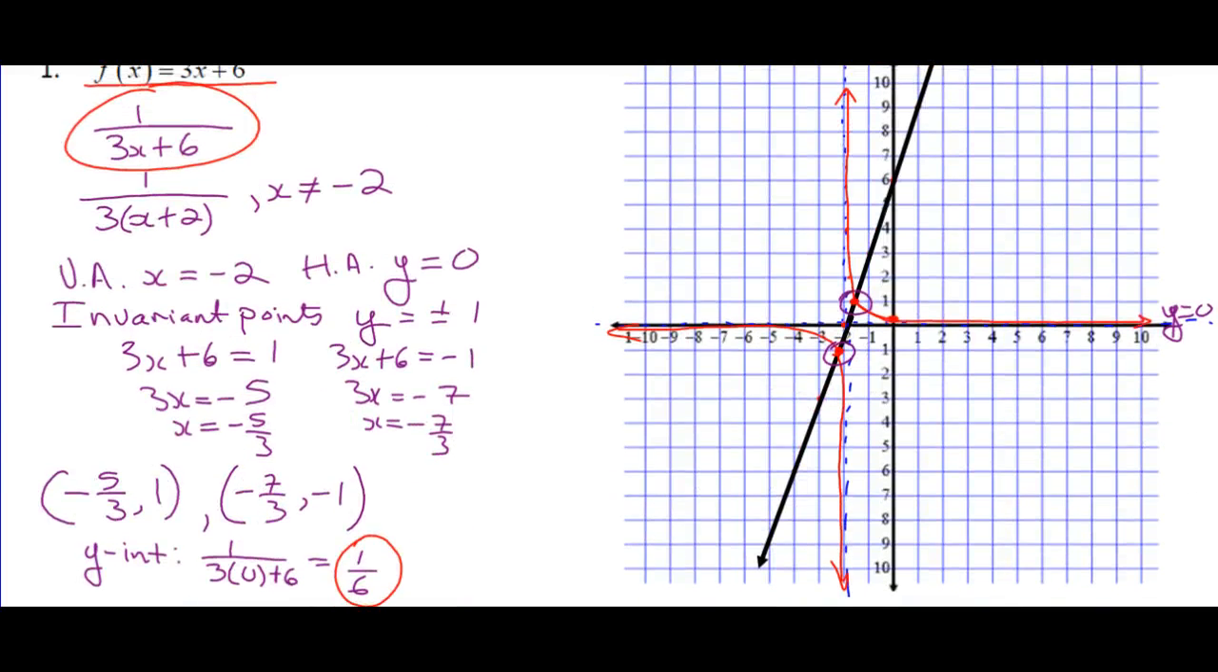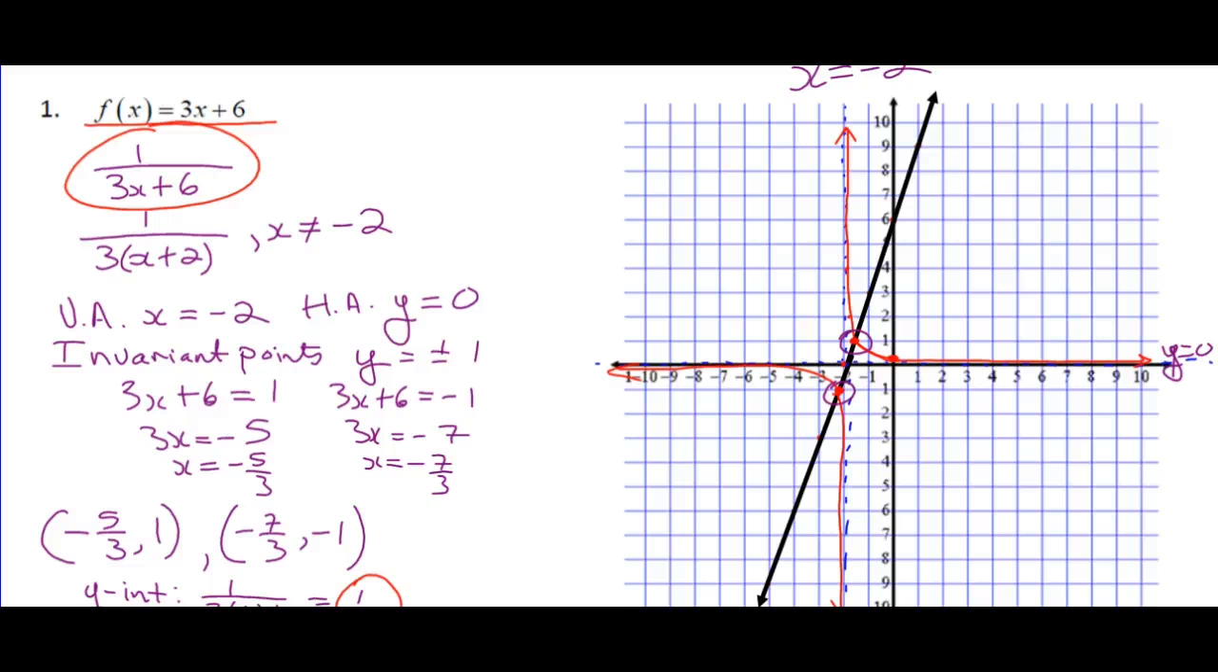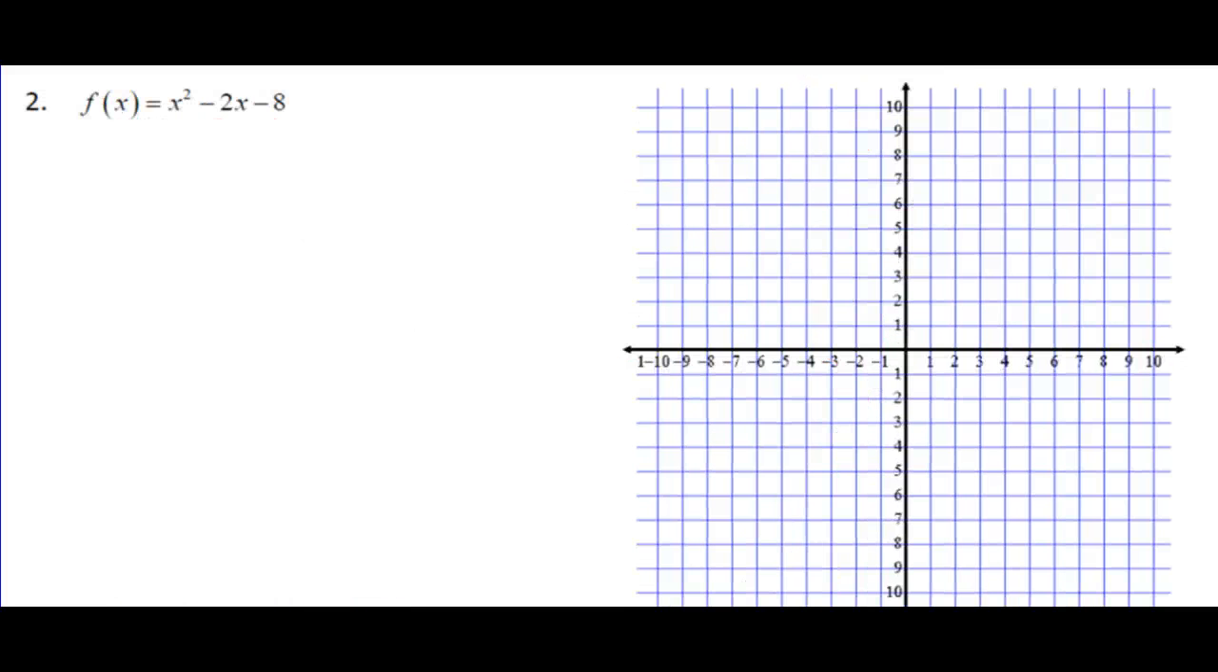All right, any questions on that first one? Nope. Okay, let's go on to the second one. So f of x is x squared minus 2x minus 8. What do we know about it? It's quadratic, right? It opens up. So we've got a quadratic that opens up.